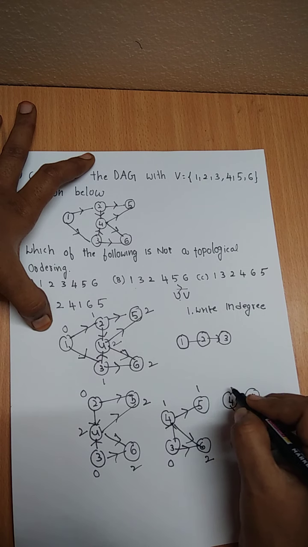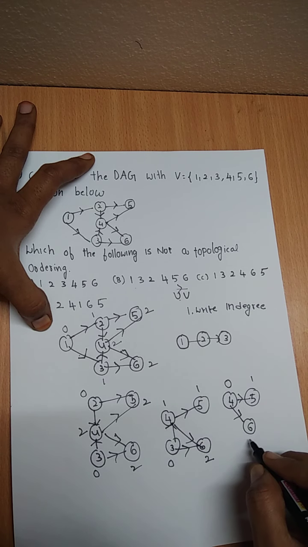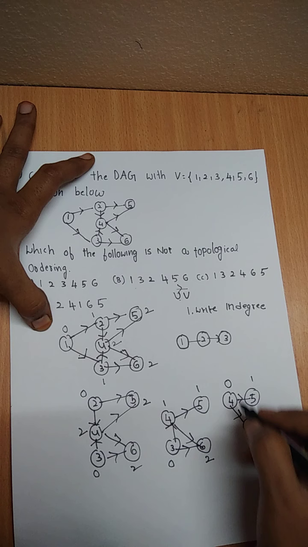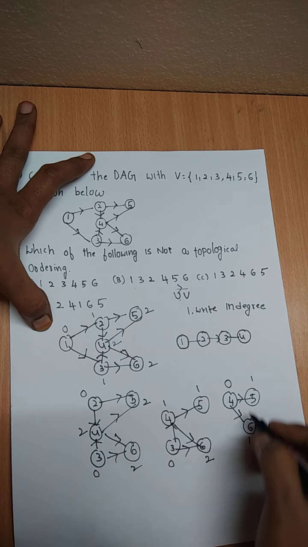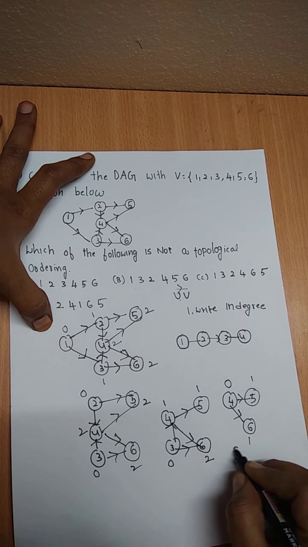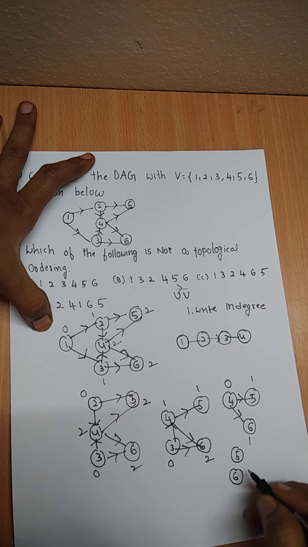Now again write the in degrees. For the 4 0, for the 5 1, for the 6 0. Now the lowest in degree is 4. Write that node in the topological ordering and remove that node. Now only 2 nodes left, 5 and 6.